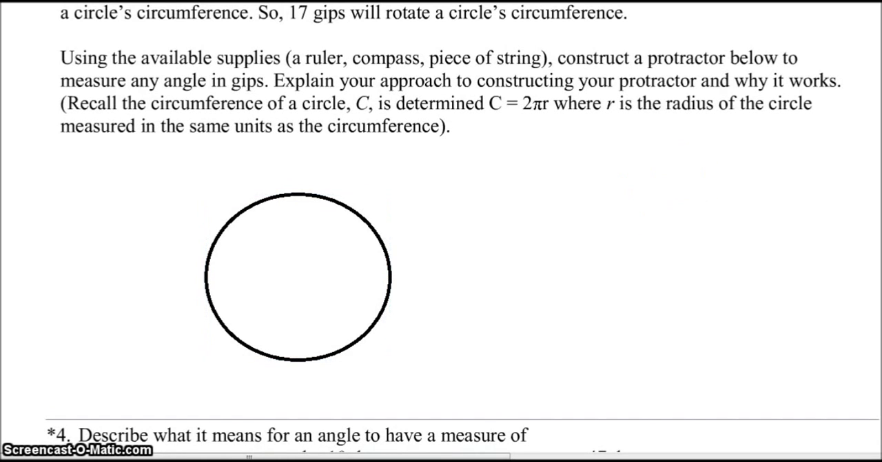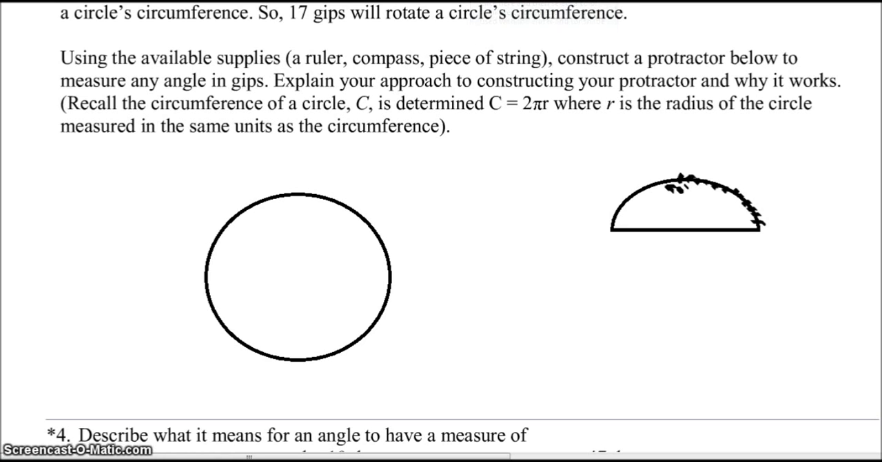Then a protractor looks something like this, where you start with 0 degrees here. Let's see, 90 degrees is up here. Then there are these little tick marks, 1 degree, 2 degrees, 3 degrees, etc. So we want to make something like that.